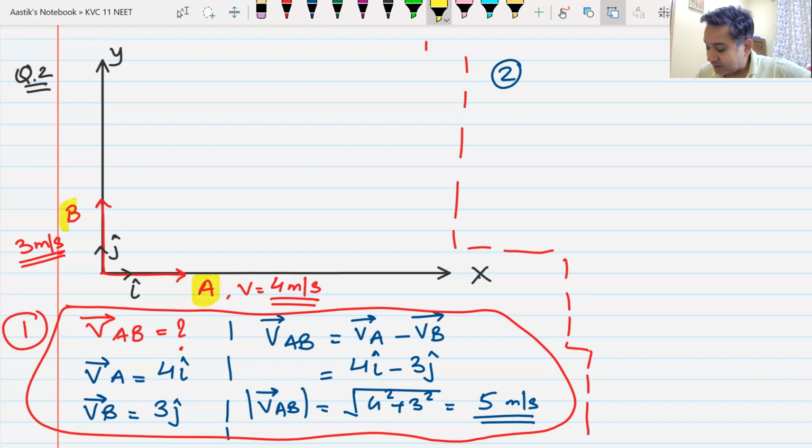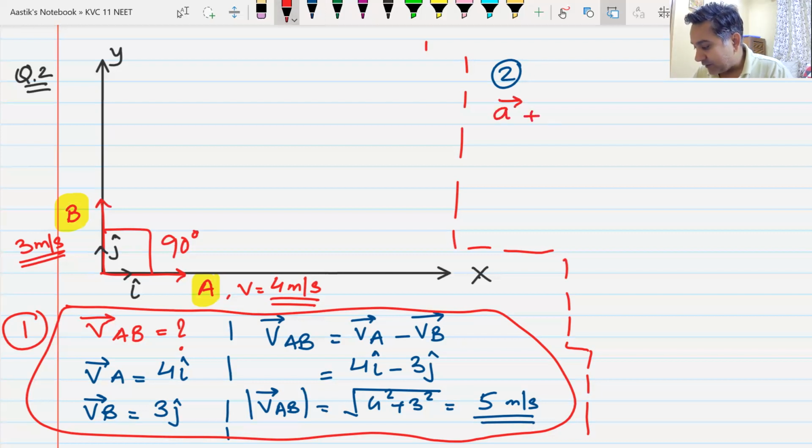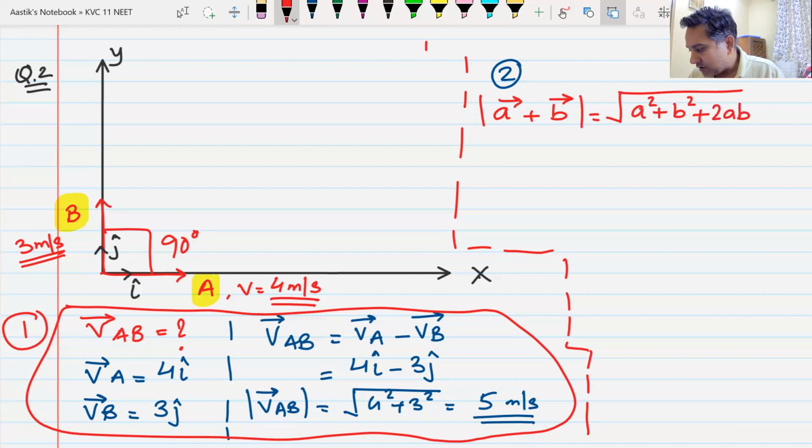A and B are two vectors. Do we understand this? The angle between these two vectors is 90 degrees. Now, this is just a revision: if you had two vectors, vector A and vector B, and you add them and want the magnitude of the resultant, you might have seen a formula. The magnitude is root of A square plus B square plus 2AB cos theta. Do we remember this?